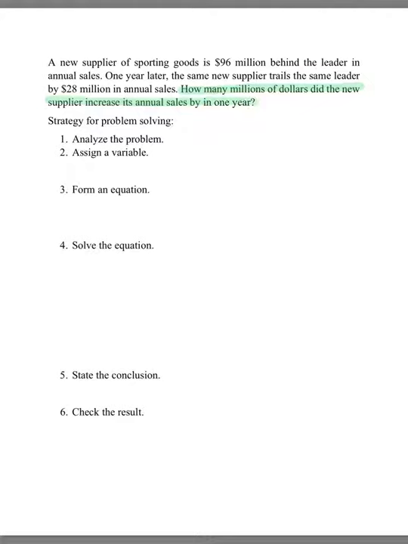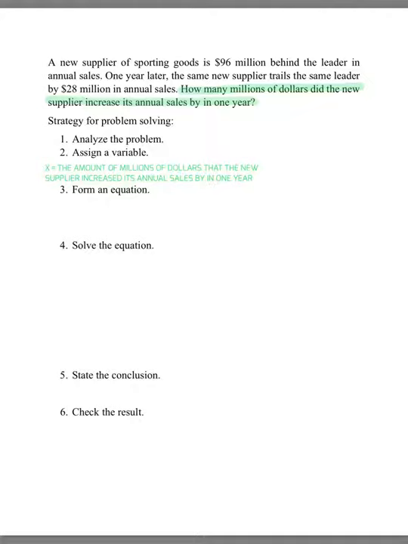So now that we know what our variable is going to represent, let us go ahead and jump to step 2 and assign a variable. So we'll let x represent the following: the amount of millions of dollars that the new supplier increased its annual sales by in 1 year. Again, our assignment of the variable is simply the question reworded in the form of a statement. So now let us go back to analyzing the problem and see what other information we can extract.